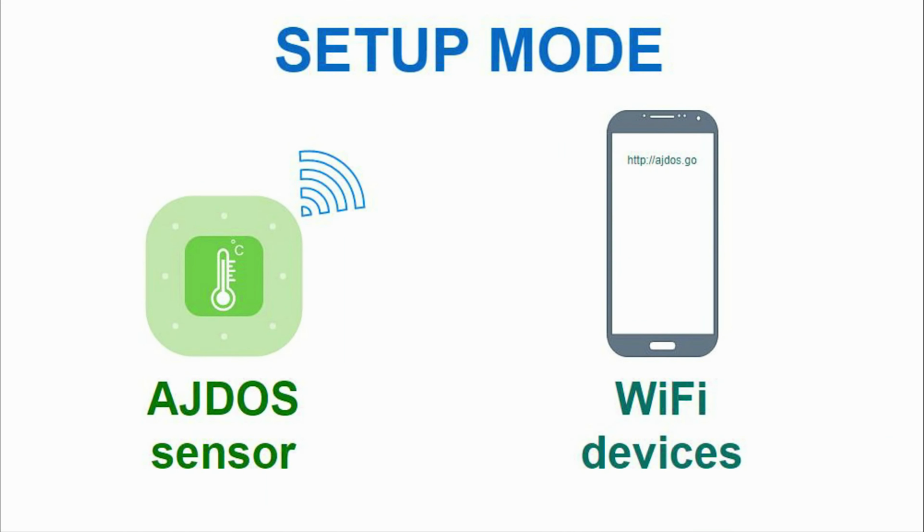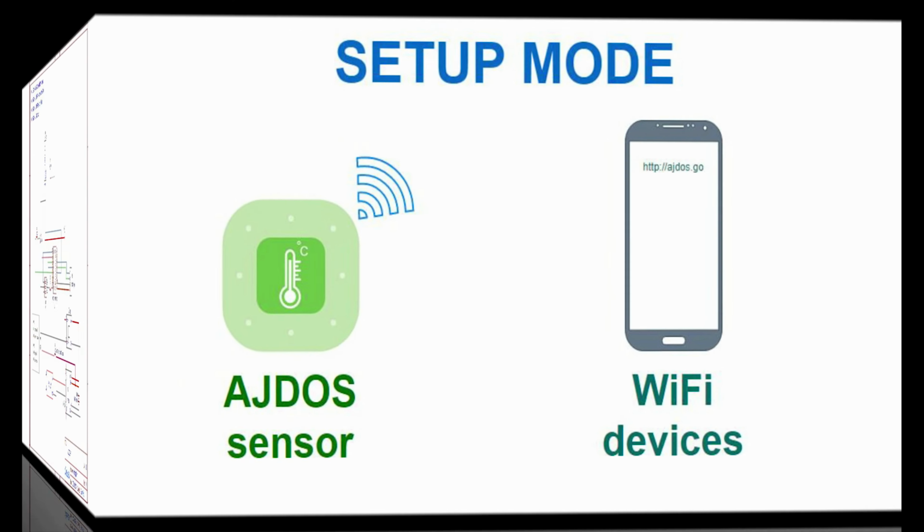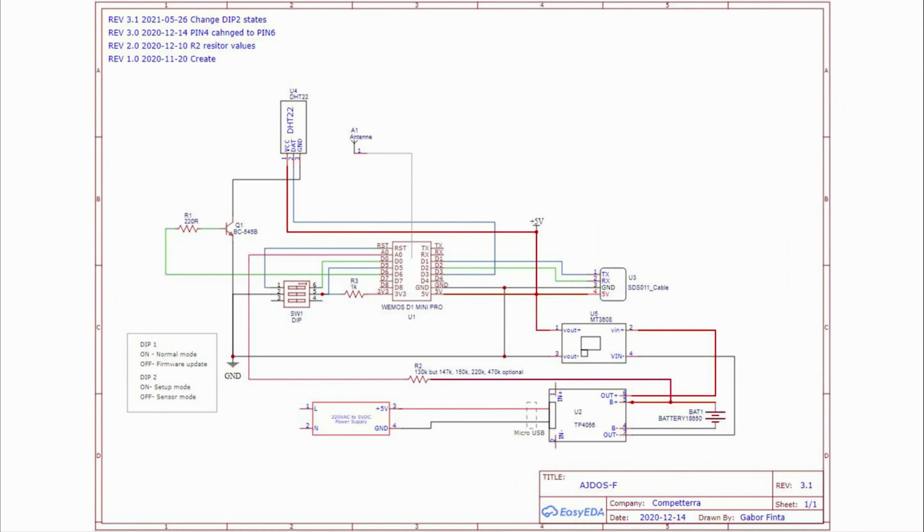In setting mode, the operating parameters of the sensor can be set. You can connect directly to the sensor's Wi-Fi and access the settings interface in the browser of your mobile device. In this case, the sensor works as a web server. The required operating mode can be set with a microswitch located on the sensor electronics. To select the setting mode, first turn on switch 2 on the sensor, then restart the sensor with the reset button.